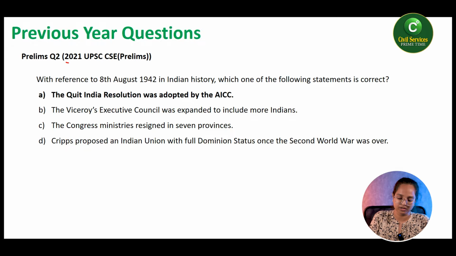Coming to the next question. It was appeared in 2021 prelims. With reference to 8th August 1942, in Indian history, which one of the following statements is correct? Given, the Quit India resolution was adopted by the AICC. Next, the Viceroy's Executive Council was expanded to include more Indians. The Congress ministries resigned in 7 provinces. Cripps proposal and Indian Union with full dominion status once the Second World War was over. So from this, on 8th August 1942, All India Congress Committee passed a Quit India resolution which led to the Quit India movement. So from this, option A is the right answer. Coming to the next question.